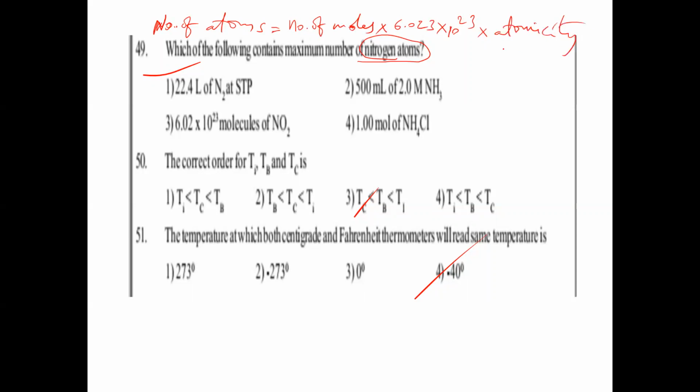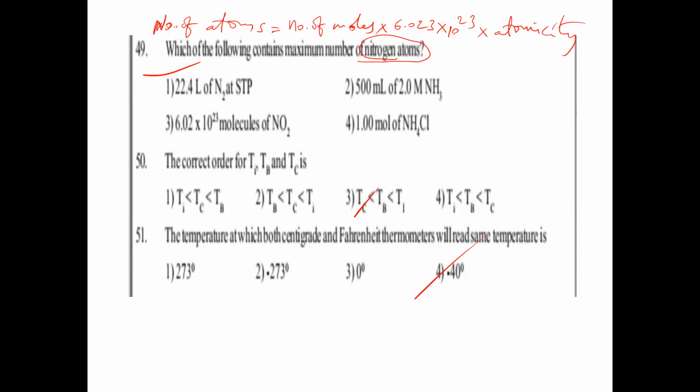So atomicity means the number of atoms in one molecule. Atomicity means the number of atoms in a single molecule. So number of moles into Avogadro number will give the number of molecules. Number of molecules into atomicity will give the number of atoms.